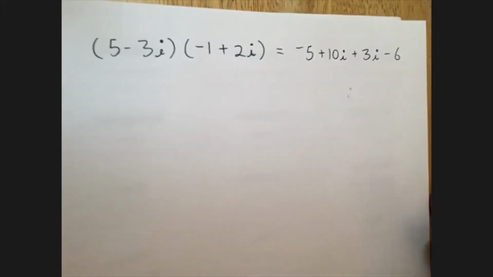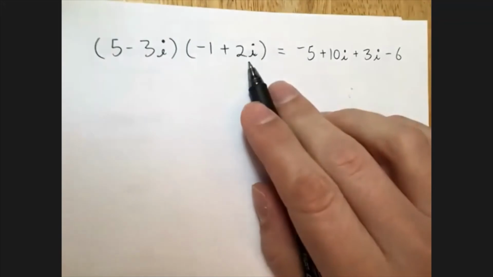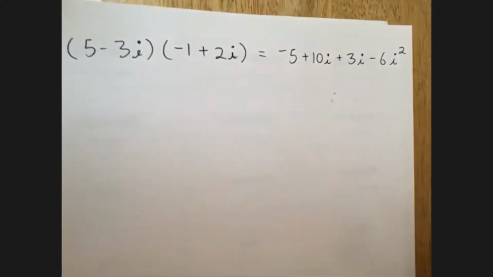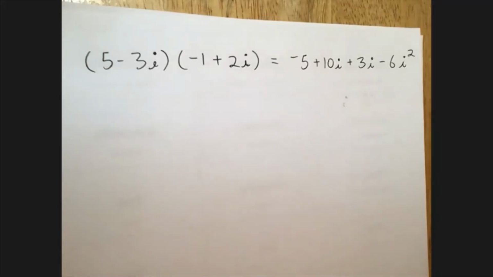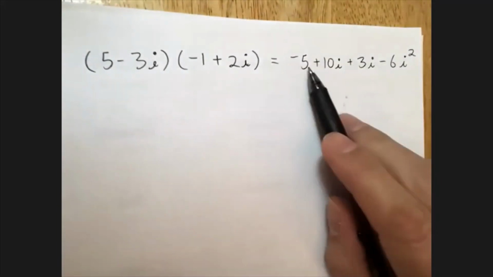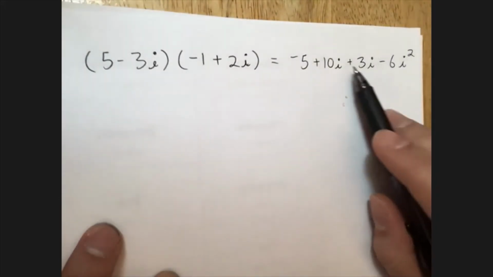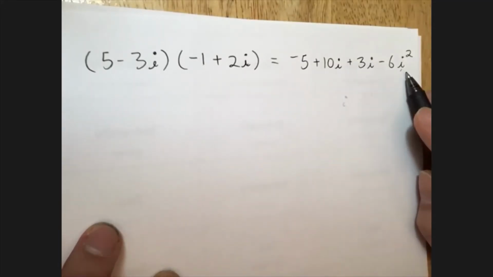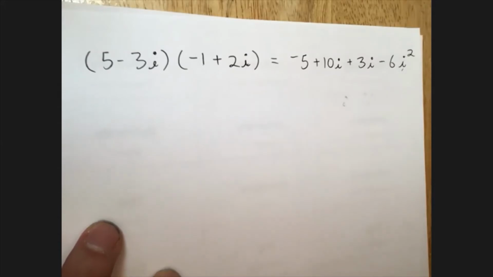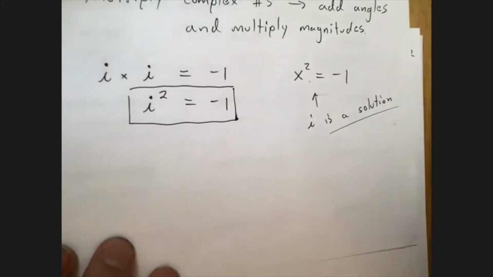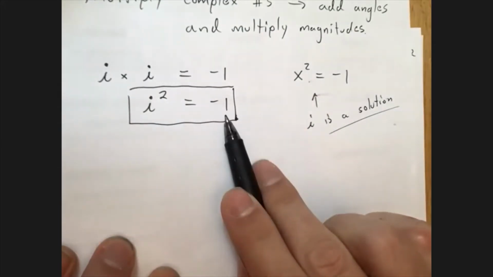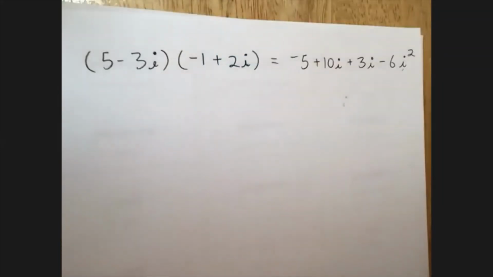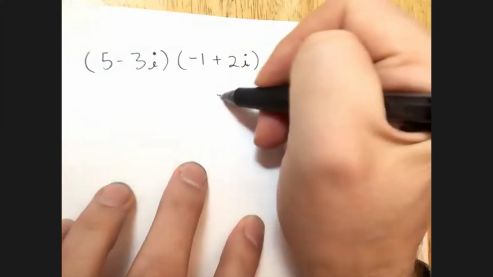Now, what do I do with the i times i? Well, that's i squared. So just like if this was an x instead of an i, this would be exactly what you get, but with x's here. But we know something special about i squared, right? If you remember, i squared is negative 1. All right, so we can replace it with negative 1. So that's what we're going to do.